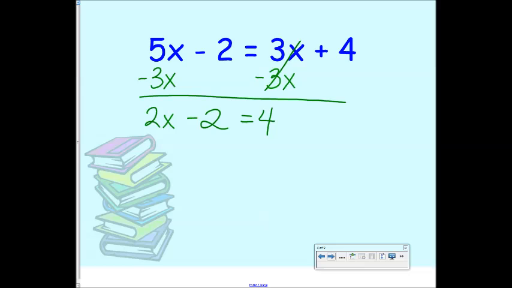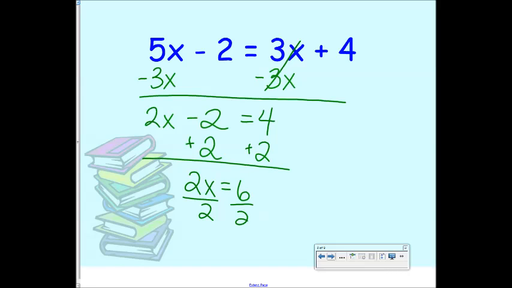Now what do I want to do with it? I need to add it because it's a minus 2. So if I add 2, where else do I add it? And I end up with 2x equals 6. Now how do I finish? Good. Divide by 2. Perfect. And I end up with x equals 3.